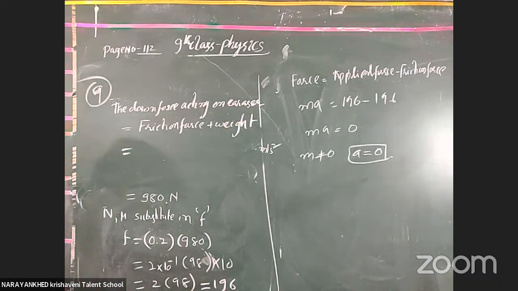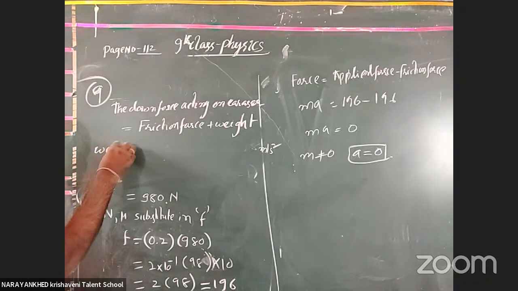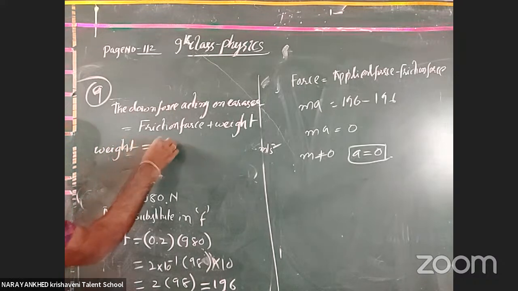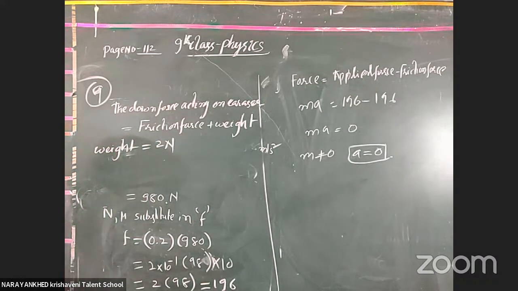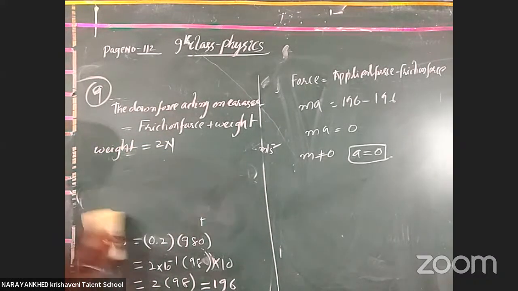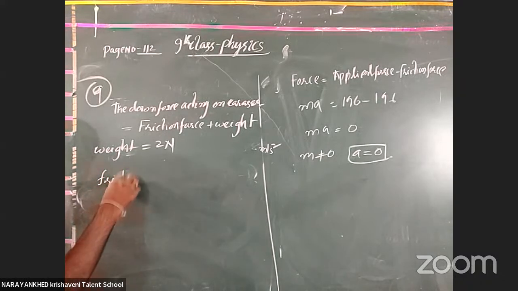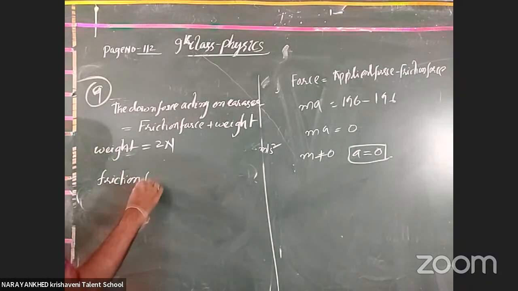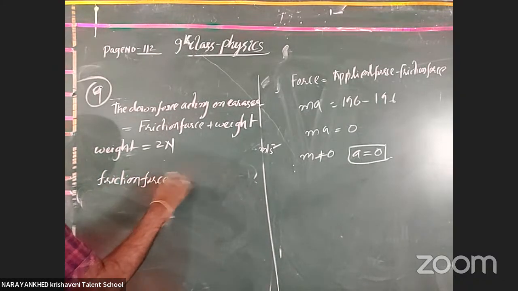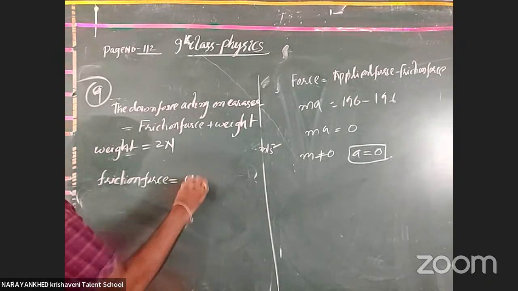The values are given. The normal component is given, as well as the weight. Here weight is equal to how much they given? Weight is equal to 2 newtons. Got it or not? And now how to find out the frictional force here? The frictional force is equal to mu into N.